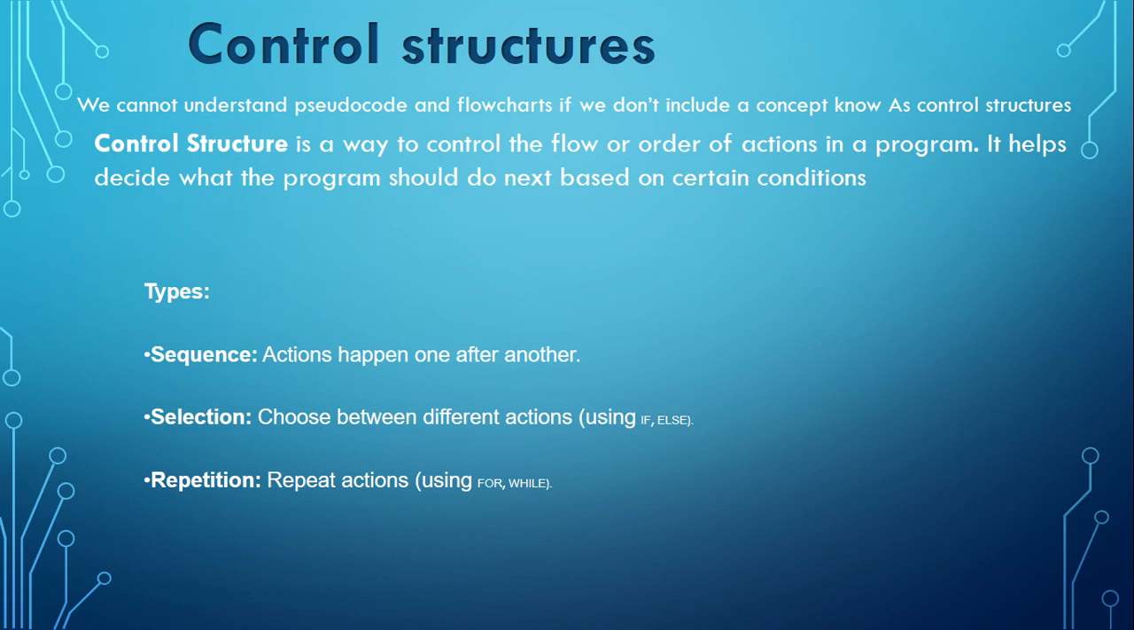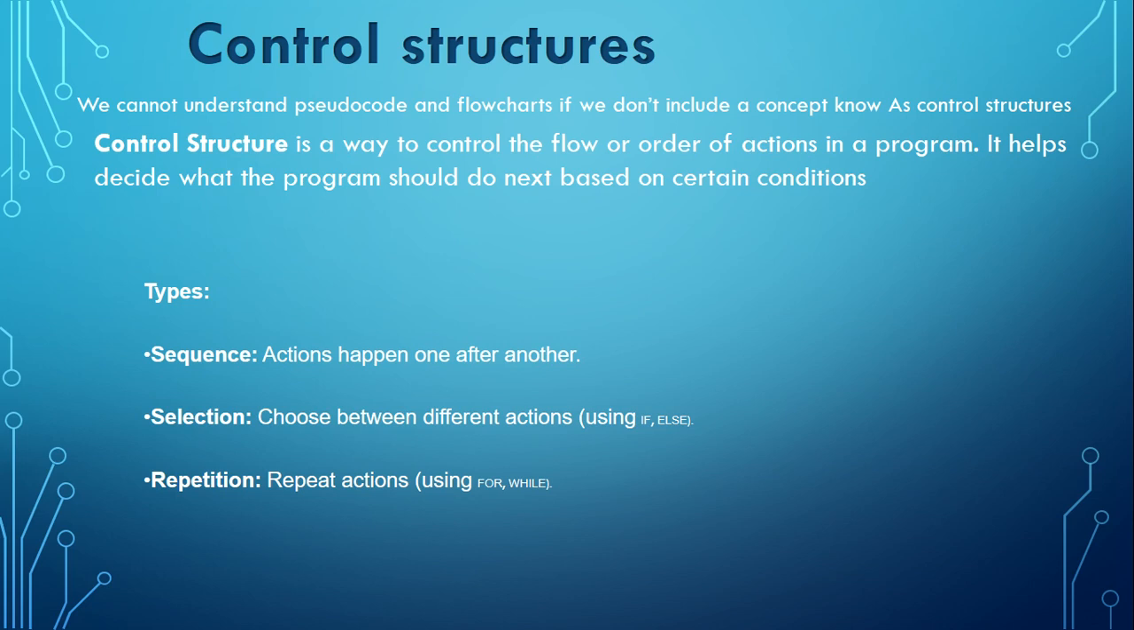Sequence means actions happen one after the other. If you want to go to C, you must start with A, B, C. That means there is no way you will access C without passing through A and B. Selection means that you are choosing different actions. For example, somebody may tell you, to qualify to go to the next class, you must get 50% in mathematics and above. That means it is either below 50 or above 50. So you are choosing, you are selecting.